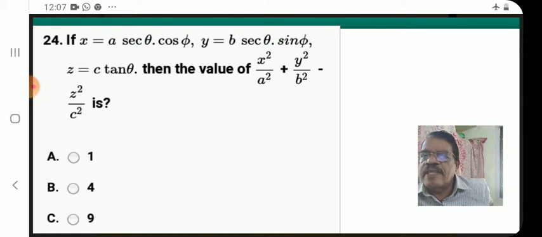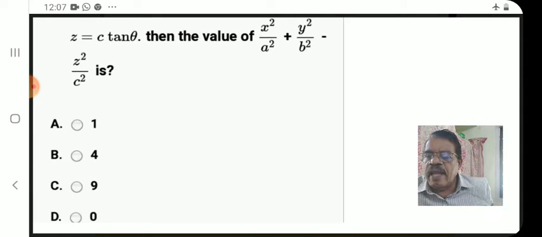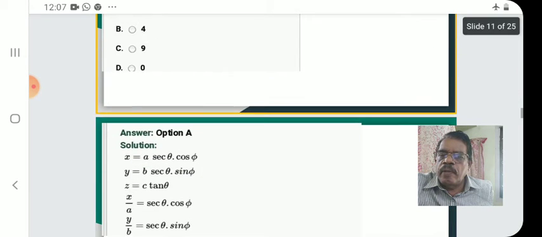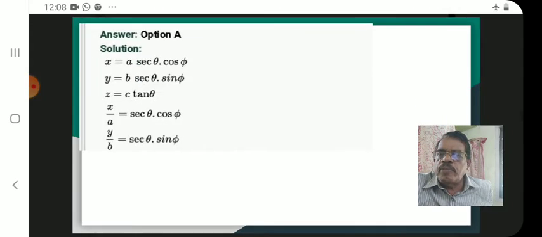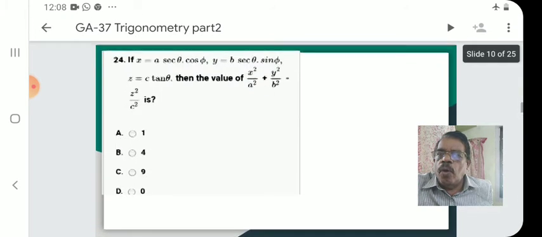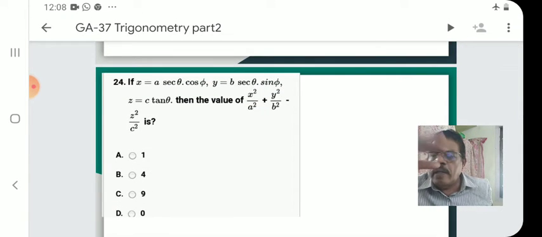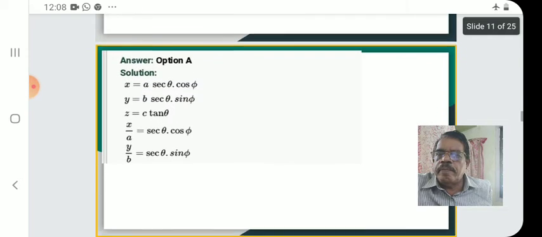If x is a sec theta into cos phi, y is equal to b sec theta into sin phi, z is c tan theta, then the value of x square by a square plus y square by b square minus z square by c square is: A 1, B 4, C 9, D 0. We can see the answer, option A. Option A is 1. Let us see the solution.